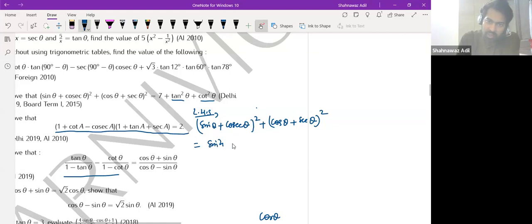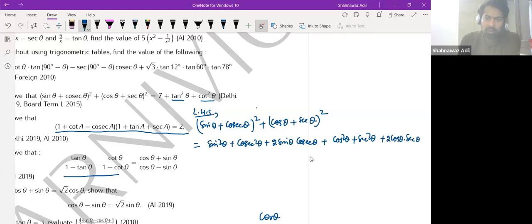So this is sine square theta plus cosec square theta plus 2 sine theta cosec theta, plus cos square theta plus sec square theta plus 2 cos theta sec theta. So, what is the first identity that we can use in this one? What are the terms in which we can use the identity?